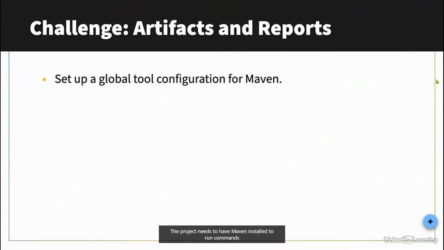It's time for a challenge. You're on a development team working on a new Java application. You've been assigned to develop a Jenkins pipeline that tests the application code and creates a report using the JUnit format. If the tests pass, the pipeline should compile the code into a Java archive and store the jar file as an artifact. The project needs to have Maven installed to run commands in each stage of the pipeline.